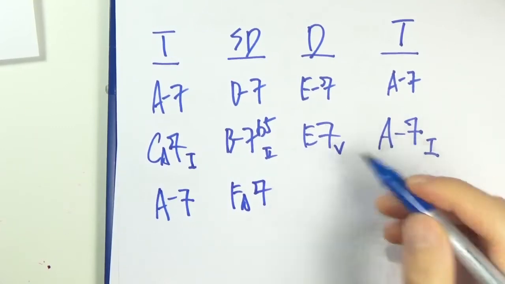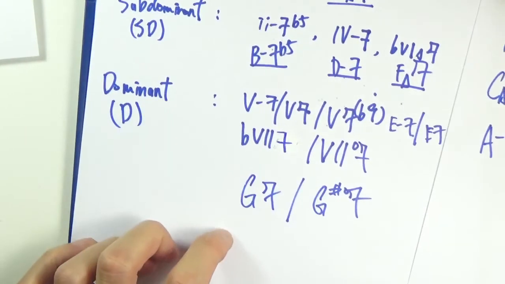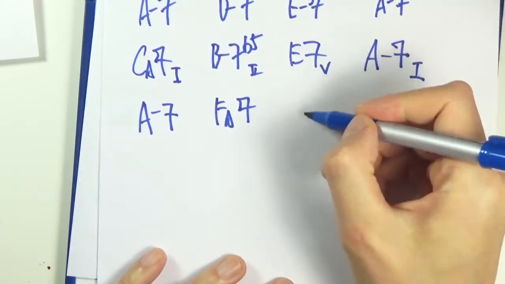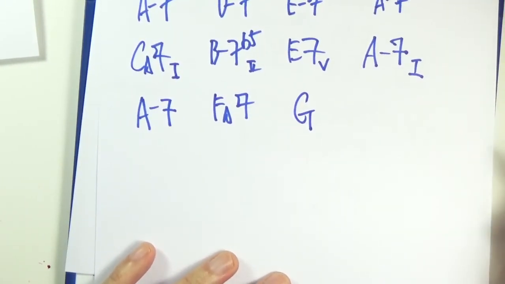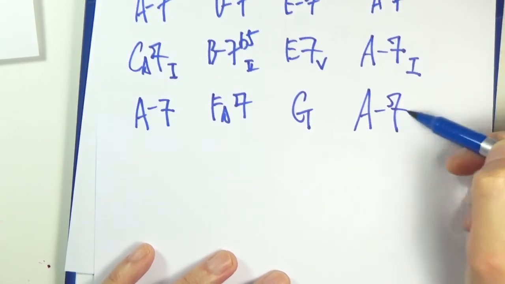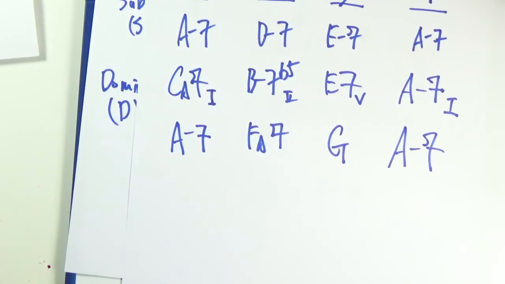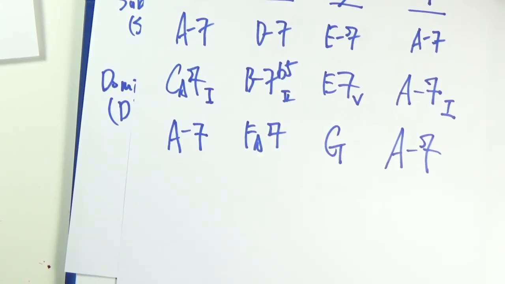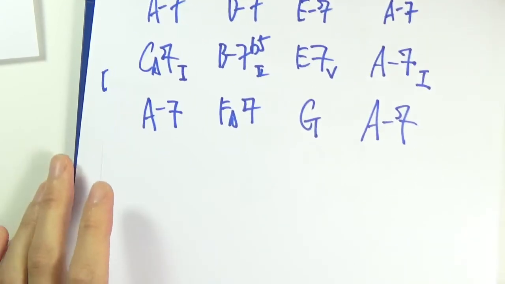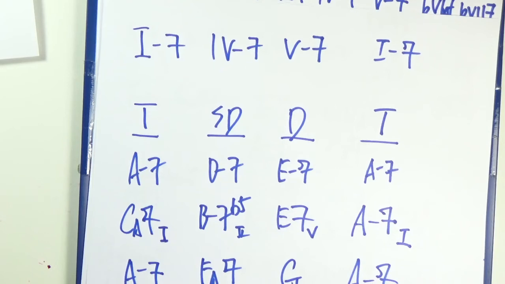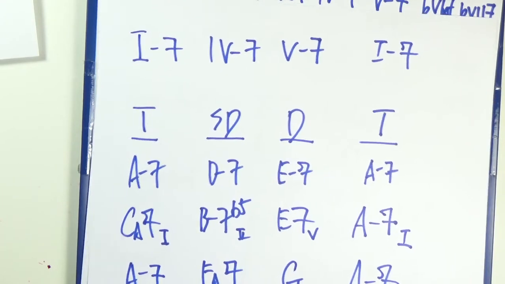For the dominant group, this time I'm going for a rock and roll sound, so I'm going to pick G7, or just G major triad, so I'm just going to put down G. And for tonic, I'm going to, again, stick with A minor 7. Okay? Yeah? So you see, it is a very simple example showing you some possibilities using diatonic chord substitution.